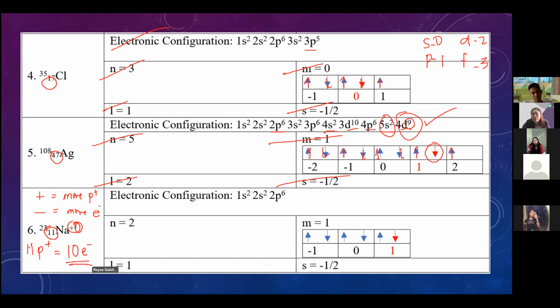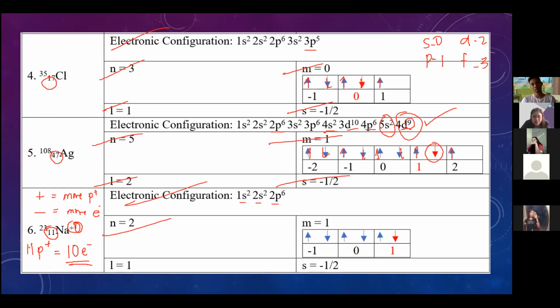And ito yung gagawa natin ng electron configuration. At the 11 ha, kasi that is protons. So we have a total of 10, 1s2, 2s2, 2p6. So yes, this is correct. And the last energy shell na na-occupy niya is 2. So this is correct also.